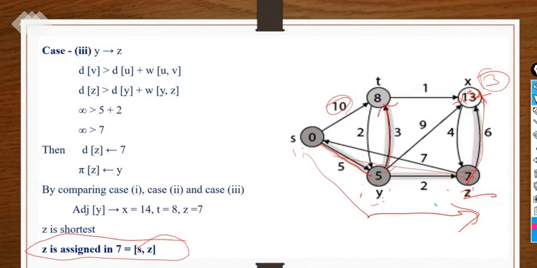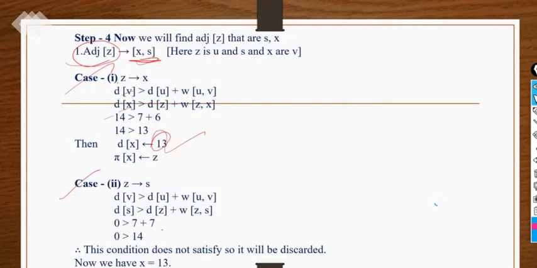What is the next thing here? As z to s, right? 5 plus 2, 7. 7 plus 7 is 14, right? But there is a problem here. It is greater than 0. Yes, this condition does not satisfy, so it will be discarded here. Now we have to take x equals to 13.